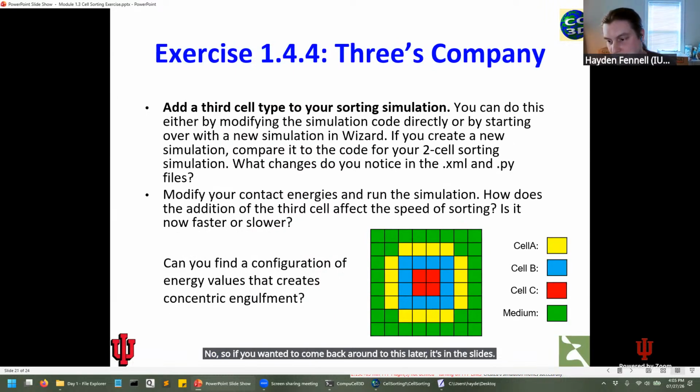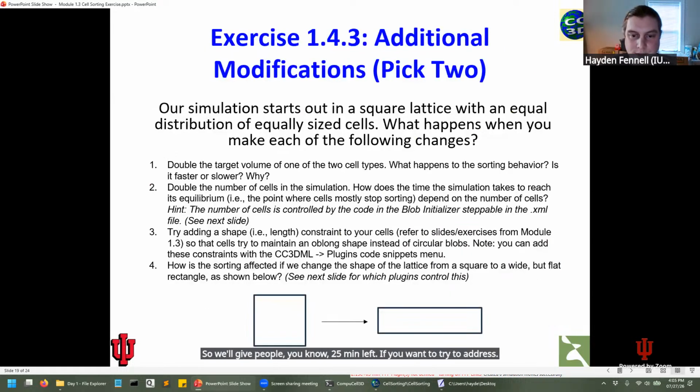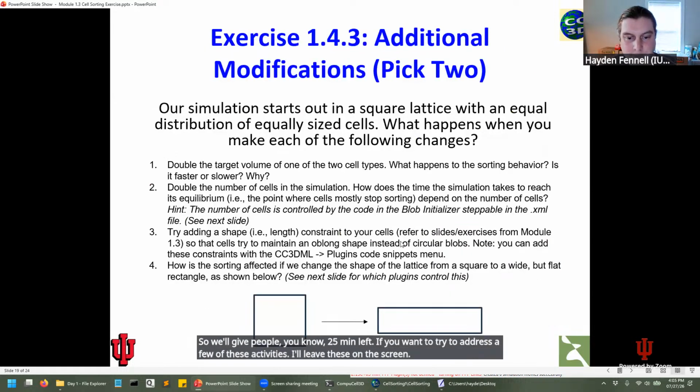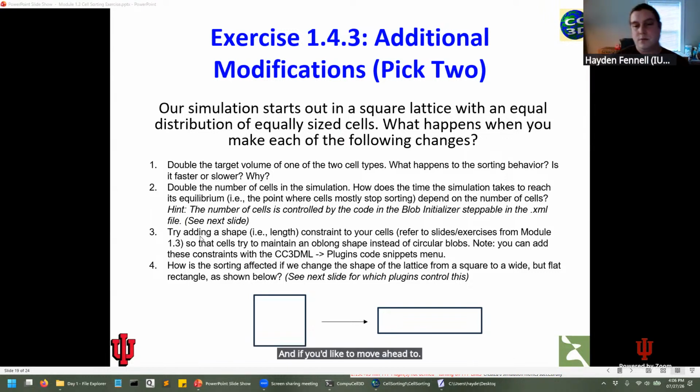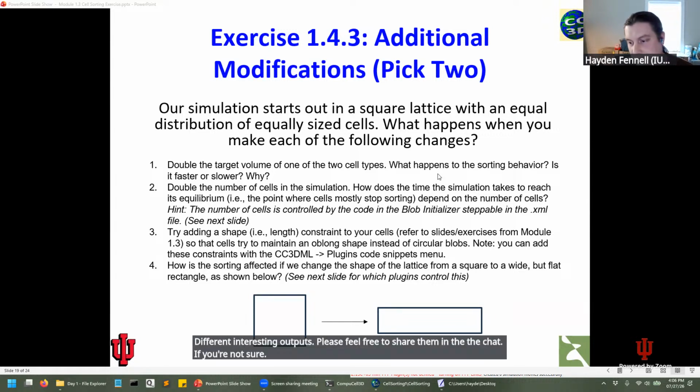So we've got 25 minutes left. If you want to try to address a few of these activities, I'll leave these on the screen for now. And if you'd like to move ahead to some of the other exercises, you can grab the slides. And as you find different interesting outputs, please feel free to share them in the chat. If you're not sure why you're getting the outputs you're getting, please share it in the chat with your contact energy values and we can take a look together.